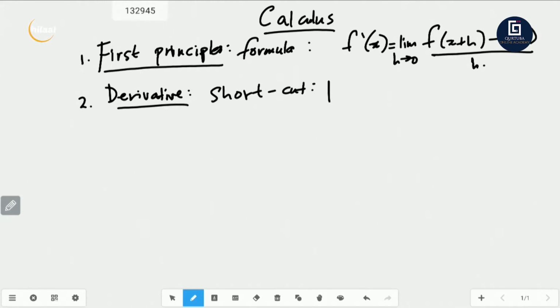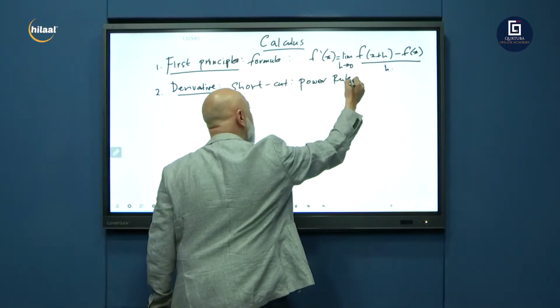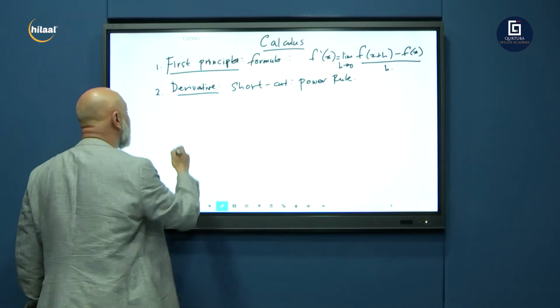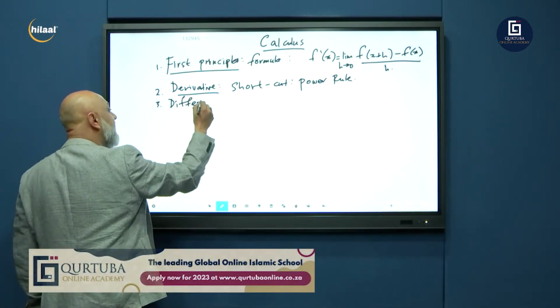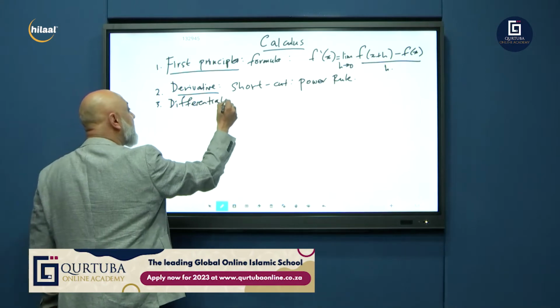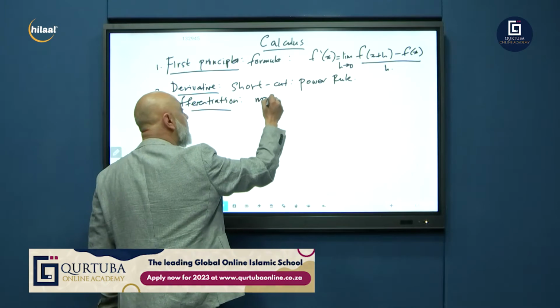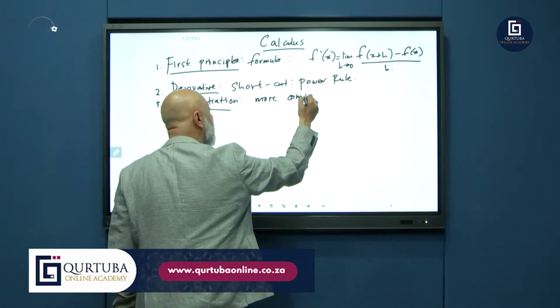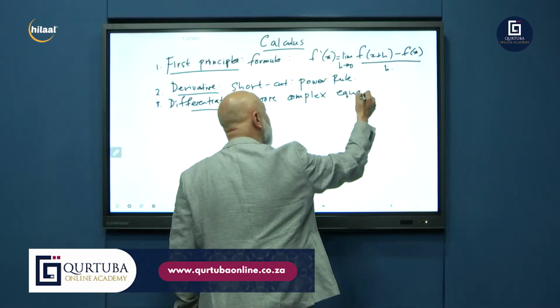And we use the power rule. I'll explain this to you when we do the examples. Number 3, differentiation. Differentiation is finding the derivative for more complex equations or functions. It's the process of differentiation for more complex equations or functions.